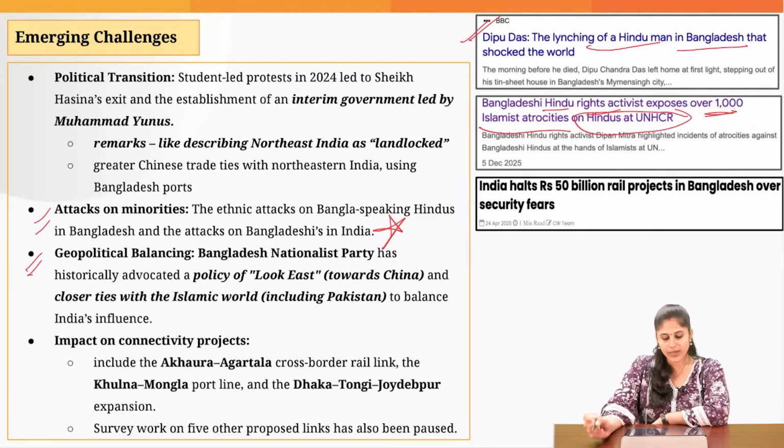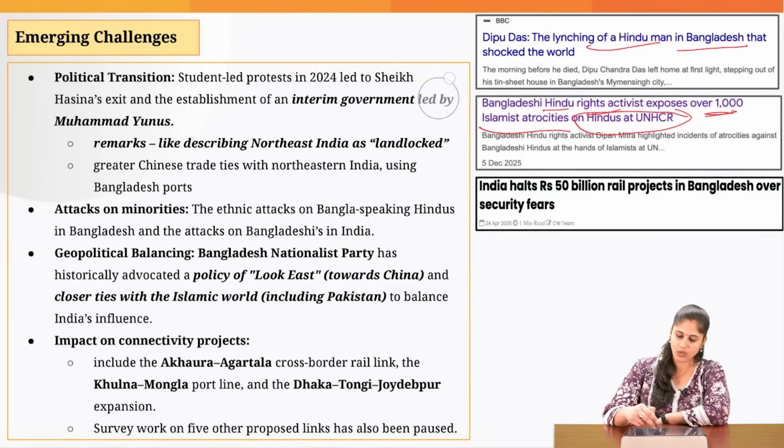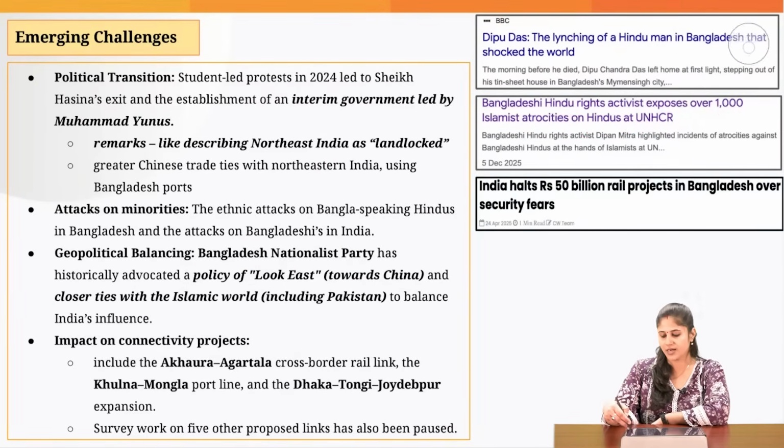Then, geopolitical balancing. The Bangladesh Nationalist Party, which has got power after the recent elections, is more tilted towards China. And it is also trying to strengthen its relation with Pakistan, which ultimately goes against India's security concerns. And it is likely that China would be increasing its foothold in a strategic South Asian country, which is important for India from the security point of view.